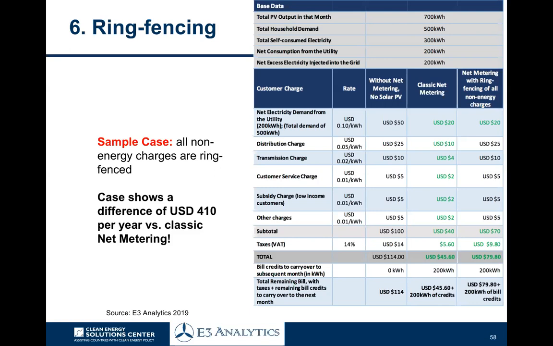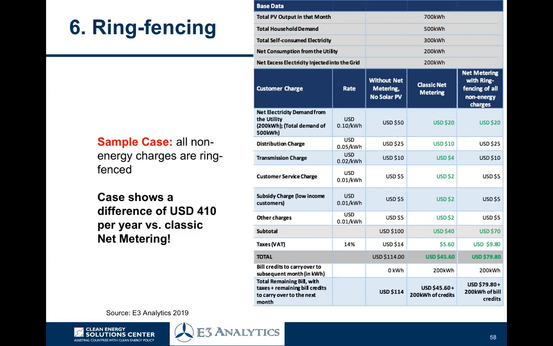Net metering, if accompanied with ring fencing on the far right, you can see here where all of the fixed charges are ring fenced. So the distribution charge, transmission charge, all of those things are protected and baked into the bill as a minimum bill. That would be a very high minimum bill. We'd be looking here at a $50 a month minimum bill, which is higher than virtually all minimum bill proposals out there. But it gives you an idea.